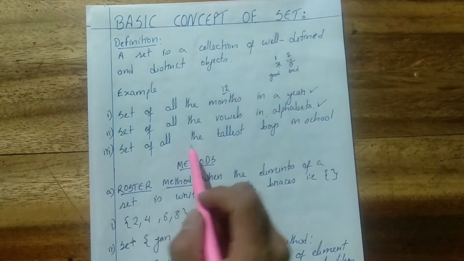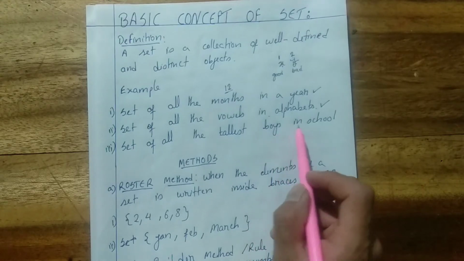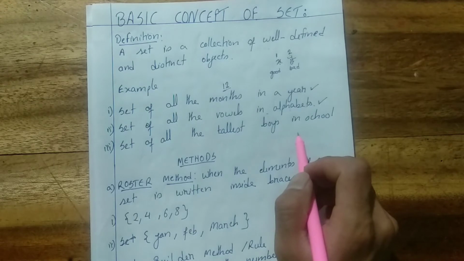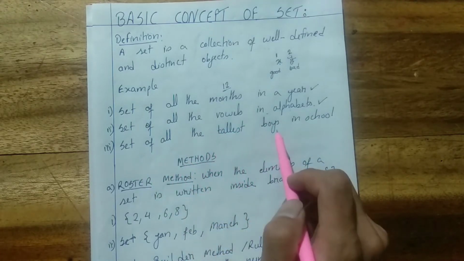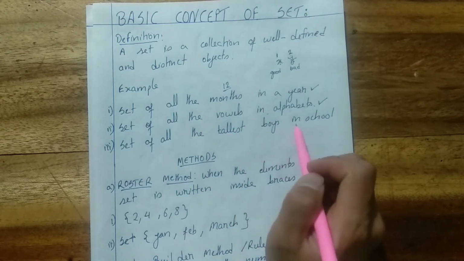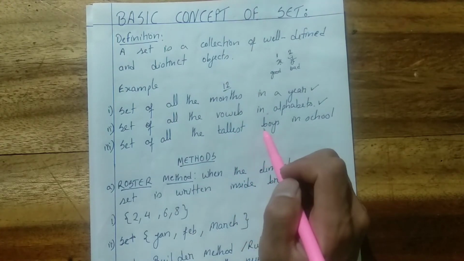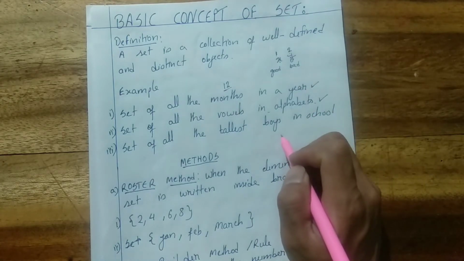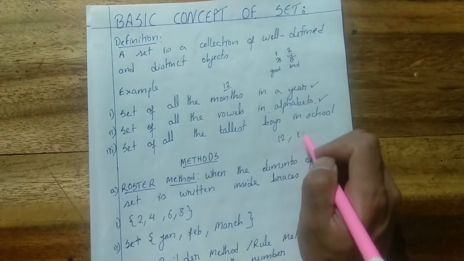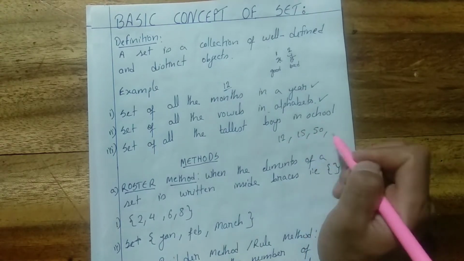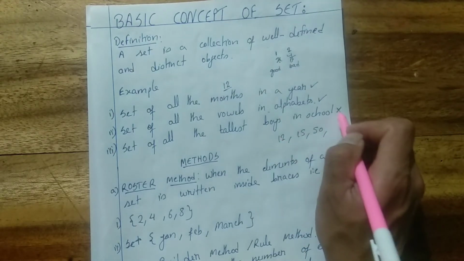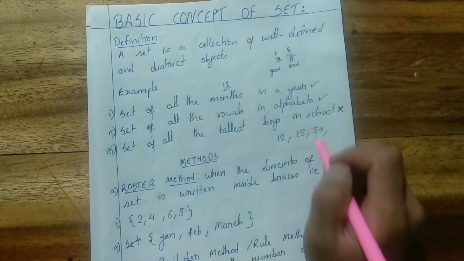The set of all the dull boys in a school. So what do you think? Is this a set or not? The set of all the dull boys in a school. See, dull boys in a school might be 12 boys, 15 boys, or 50 boys, which is unknown, right? So this is not a set, because it is unknown.